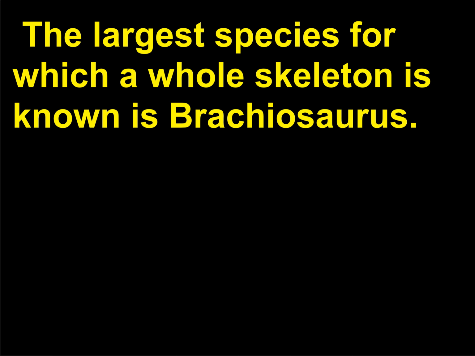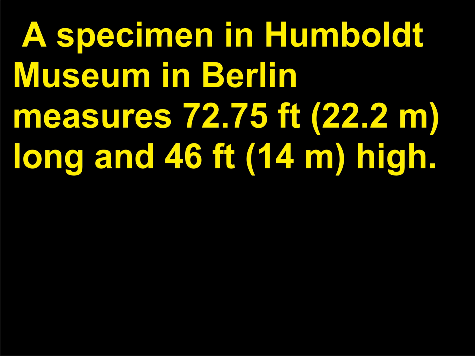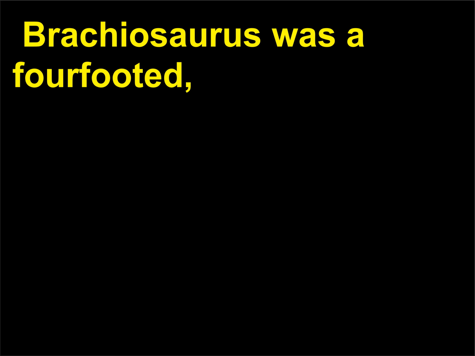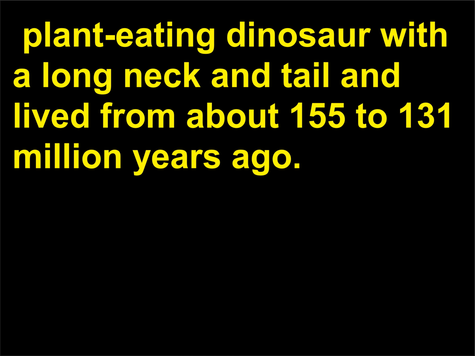The largest species for which a whole skeleton is known is Brachiosaurus. A specimen in Humboldt Museum in Berlin measures 72.75 feet, 22.2 meters long and 46 feet, 14 meters high. It weighed an estimated 34.7 tons, 31,480 kilograms. Brachiosaurus was a four-footed, plant-eating dinosaur with a long neck and tail and lived from about 155 to 131 million years ago.